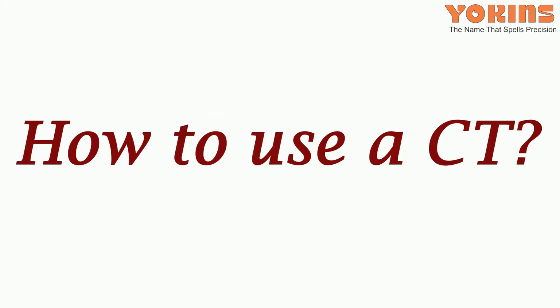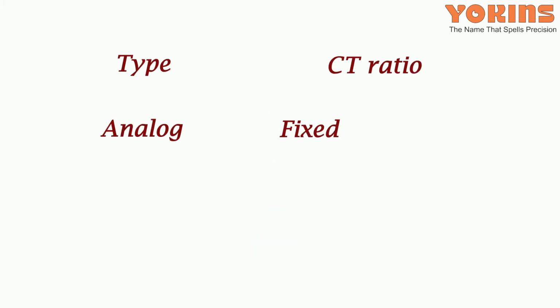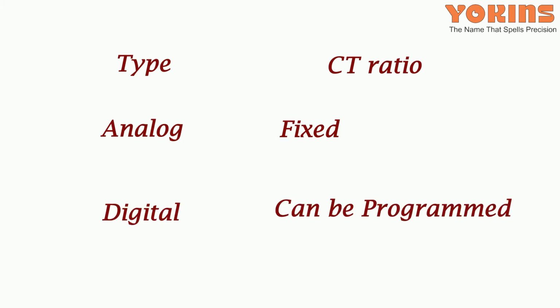Now we will be talking about how to use the current transformer. The CT and meter used to measure AC current should have the same rating. That is, if we are using a CT of 100 by 5 ampere, then the meter should also be of the same rating. Then only we will get an accurate reading. In analog meters, the CT ratio is generally fixed, while in digital meters we can program it.